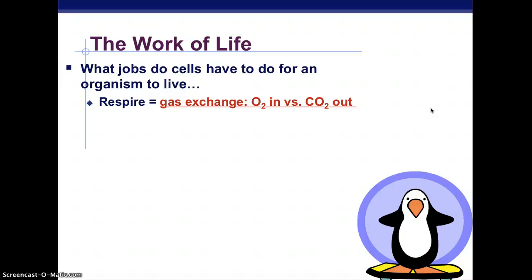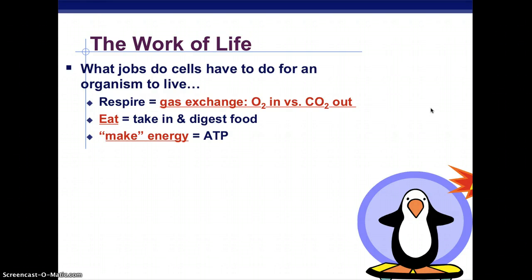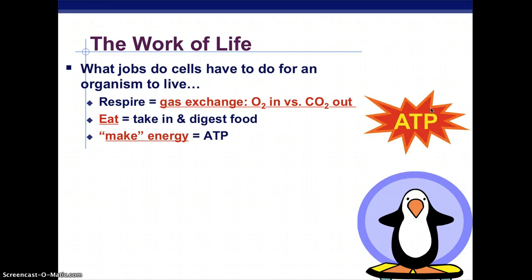So cells respire, meaning they take in oxygen and they release carbon dioxide. Cells eat. Basically, when you eat your food, you break your food down into teeny tiny molecules, and then your blood actually delivers these food molecules to every cell of your body. And then your cell utilizes these molecules to release energy and transfer that energy to ATP.